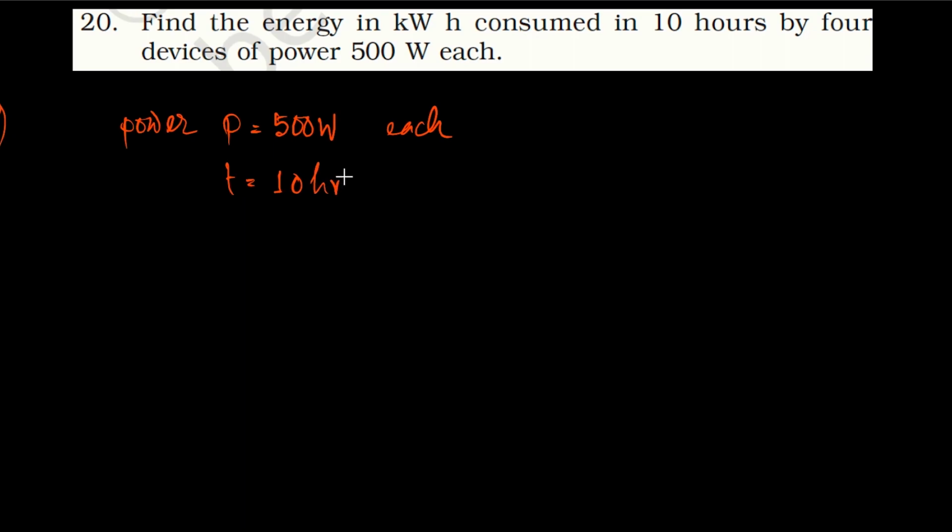P equal to 500 watt each. That means each device carries a power of 500 watt. Now what is the time given? 10 hour. We are going to keep the time in hour because we have to find the energy in kilowatt hour, so we don't need to convert hours to seconds. We just have to remember that. We know the formula of power: P equal to E by T. So from here we can write E is equal to P into T.